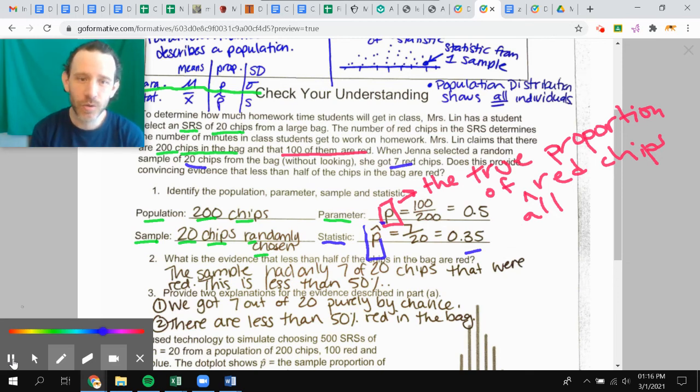Okay, so first, figure out which goes where, right? What's the population? What's the sample? Get your context, and then you can decide what parameter we're looking at, what number describes the population. In this case, it was the proportion of red chips. Okay, and same with the statistic. What outcome in the sample did we get? And there you have it.